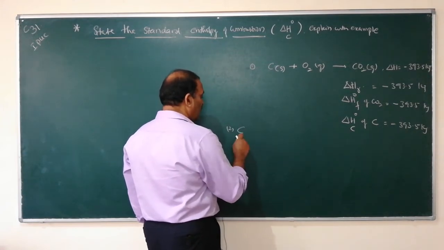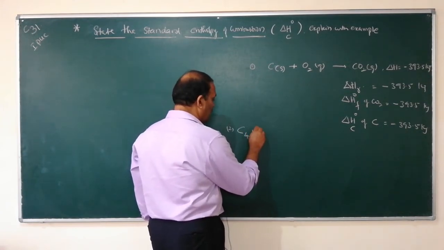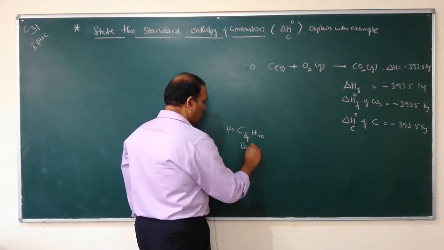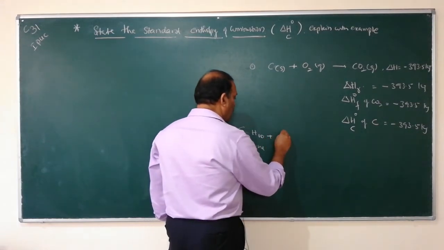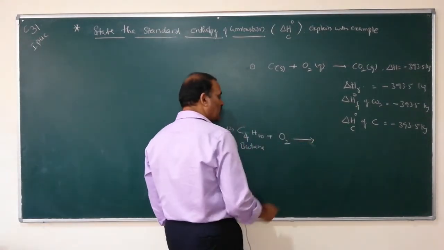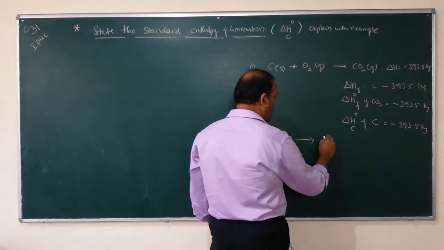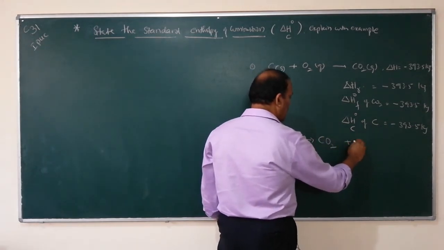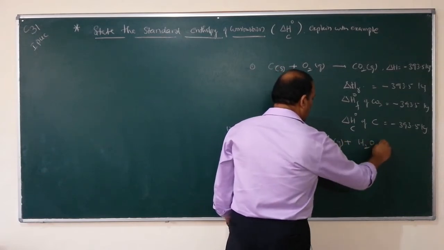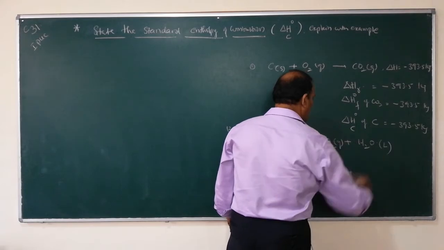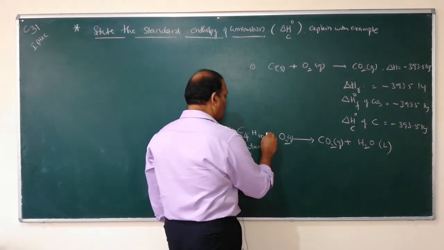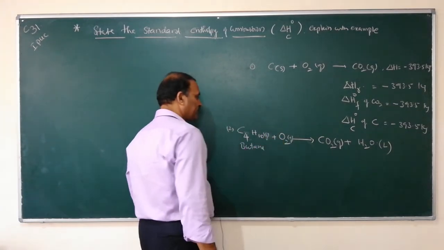What is the formula of butane? C4H10. So this one is butane. When burnt in oxygen, what are the compounds formed during the combustion of any organic compound? The products formed are carbon dioxide plus water. Carbon dioxide is in the gaseous state. Water is in the liquid state. Here oxygen is in the gaseous state. Butane is also in the gaseous state.